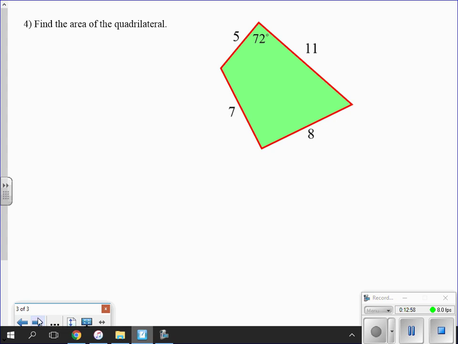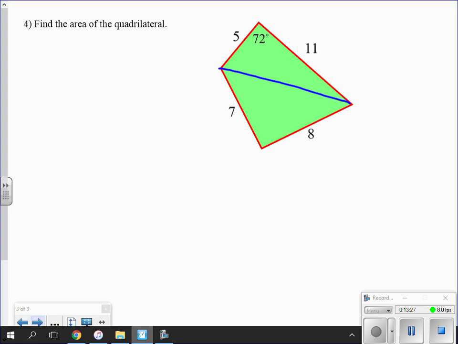Find the area of the quadrilateral. Now here's the thing with quadrilaterals, and all polygons, not just regular ones. You can make them into triangles. Okay, easy enough. You can make them into triangles and go from there.